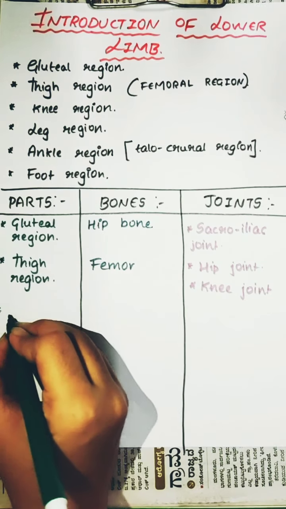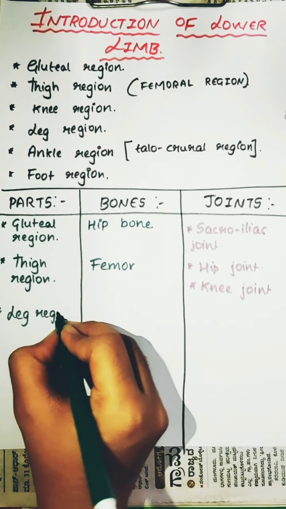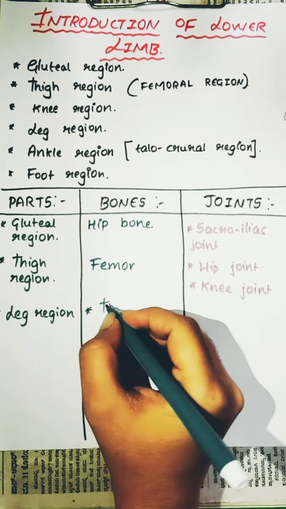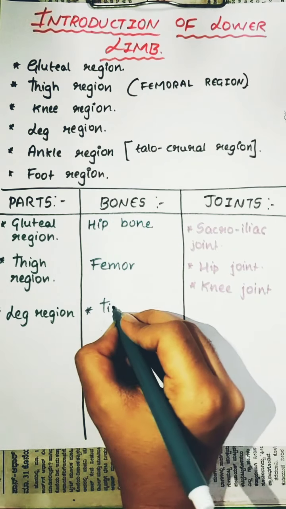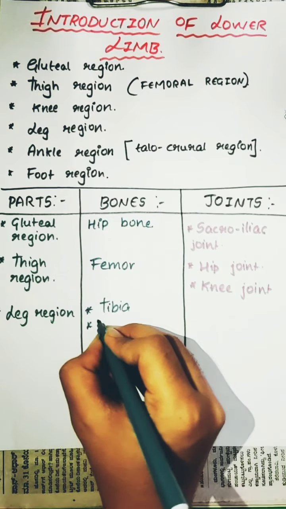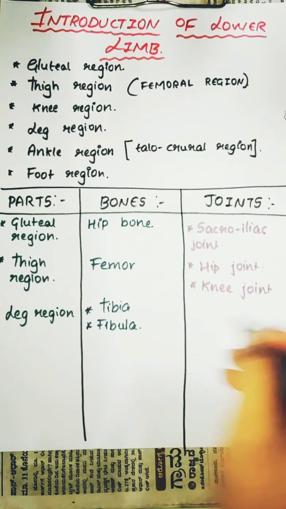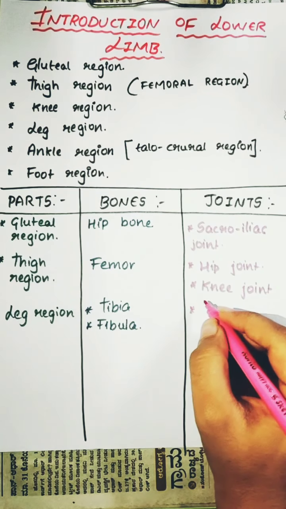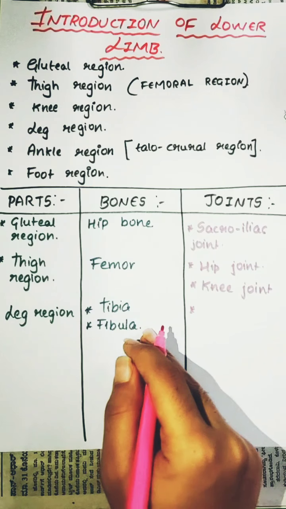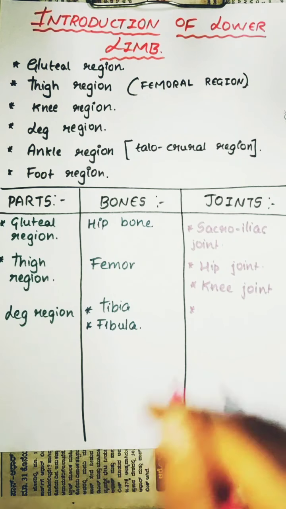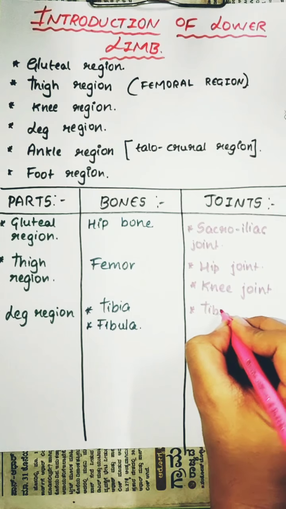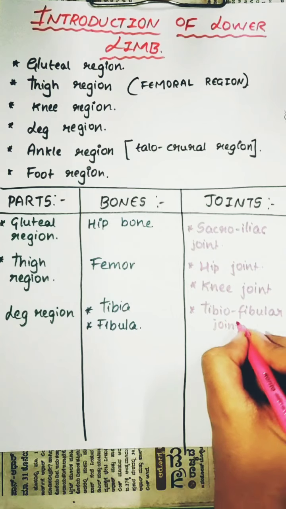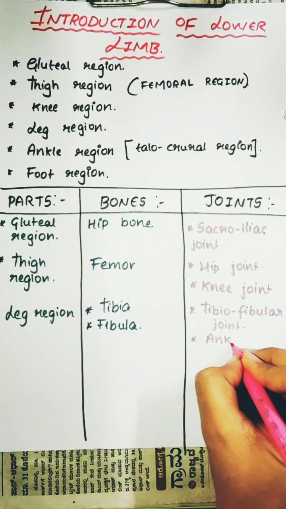Next comes the leg region. In the leg region there are two bones, tibia and fibula, in the same way as you have radius and ulna in your upper limb. The joints present are the tibiofibular joint, between the tibia and fibula, and the ankle joint.